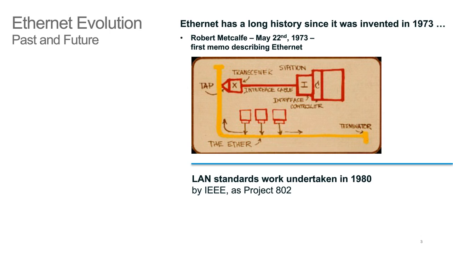So, this picture is the first memo from Robert Metcalfe describing Ethernet. As you can clearly see, what we would now call a cable is described here as the ether, which is where the Ethernet name comes from, and this is from 1973. Now, think about how long Ethernet's been running. Ethernet also started as a project by IEEE, Project 802. It was started in 1980, in February, so it's Project 80 and the second month.